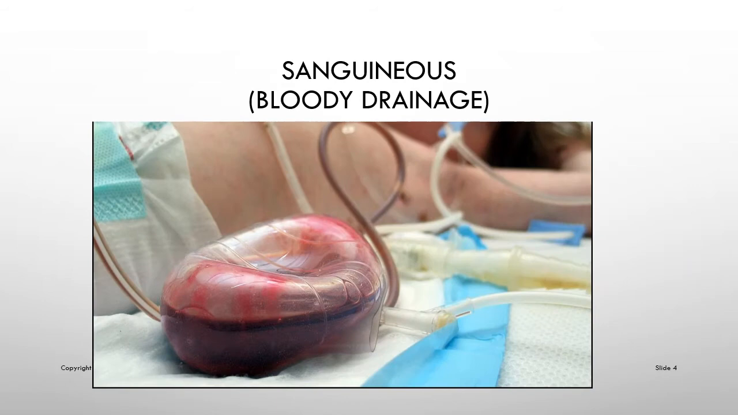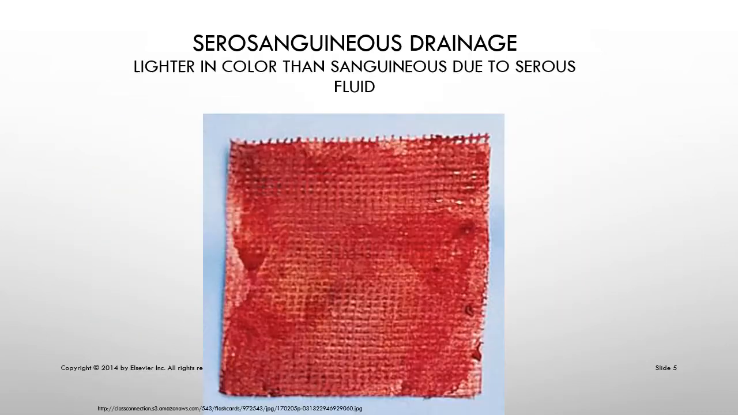Now we have our JP drain. Blood, pretty clear. Remember, blood, sanguineous. In this image, it might be a little hard to tell, but there's a bit of a mix of the blood and yellow serous fluid. So then we have serosanguineous drainage.